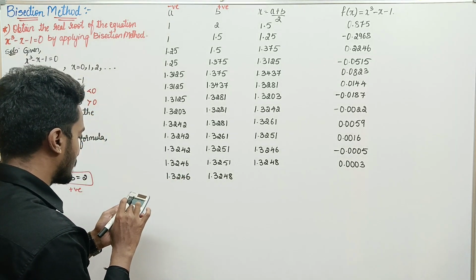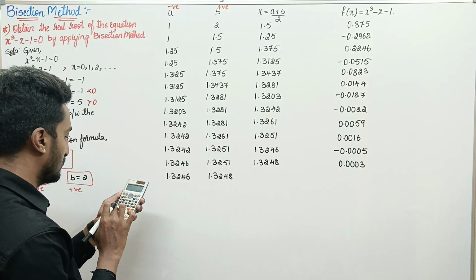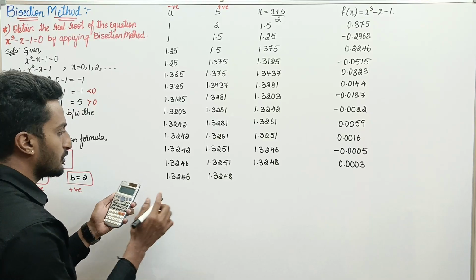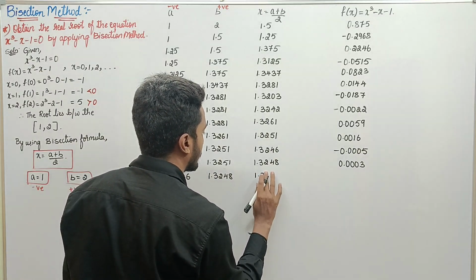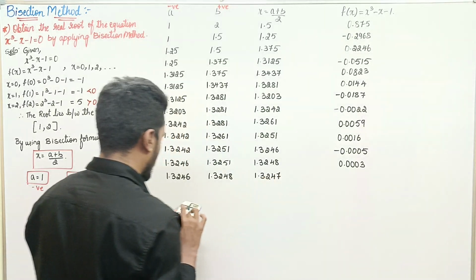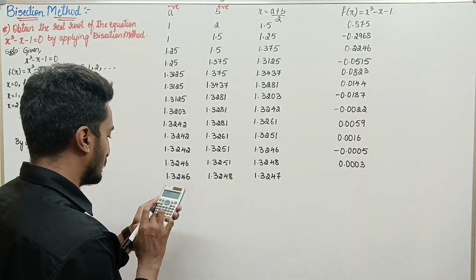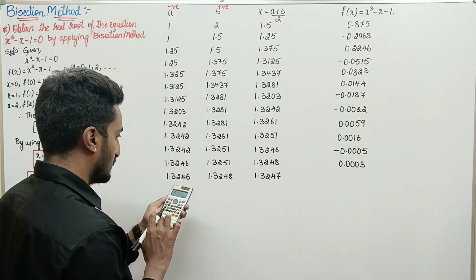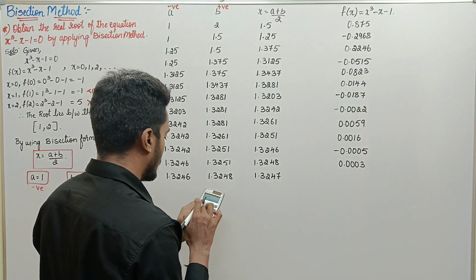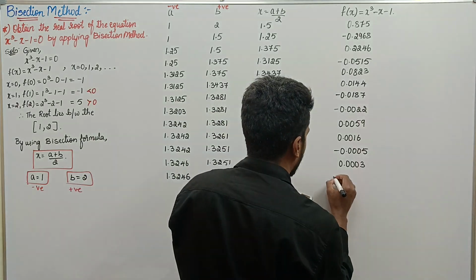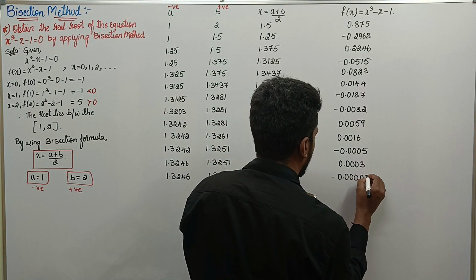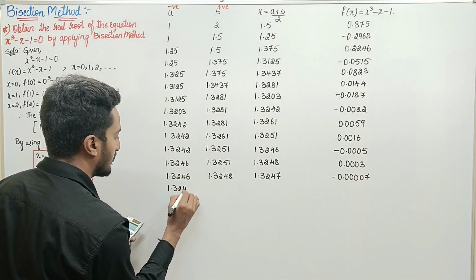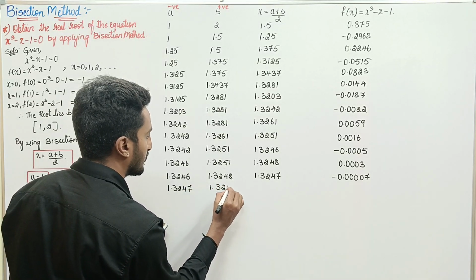Done. Now let us substitute in the value of A, 1.3246 equals 1.3248 equals, we get 1.3247. Substitute in the function value 1.3247, you get, shift eng, minus 0.0007. Since it is minus, now you can replace in the minus part, 1.3247 and 1.3248. You get the approximate value.